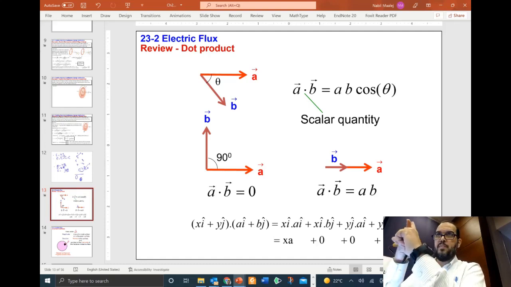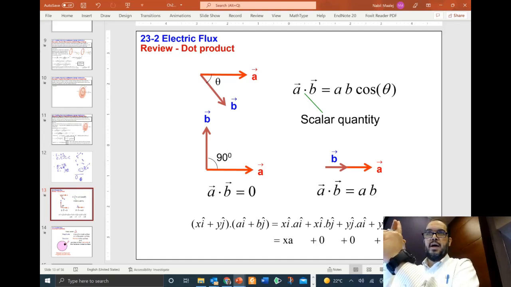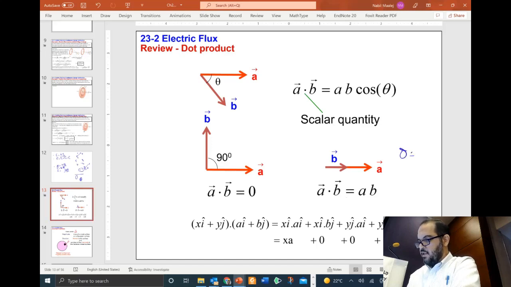If the vectors are perpendicular, you will always get a dot product between them that is equal to 0. If the vectors are parallel to each other, for example, here they are parallel in the same direction, A and B, so the angle theta is 0, and cosine 0 is 1. So A dot B in this case is AB times cosine 0, which is 1, so this is just AB. Okay. Now let me add another situation.